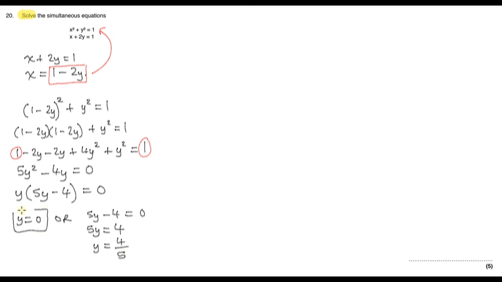So we've got our two solutions for y, but this isn't our final answer because we haven't worked out what x is now. So we're going to have to substitute these values for y back into our original equations. It doesn't matter which one we use, but I'm going to use the linear. I would recommend always using the linear one just because it will be easier. So let's first of all start off with when y equals 0.